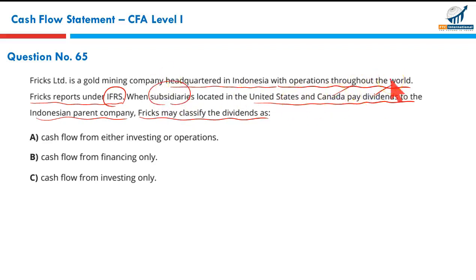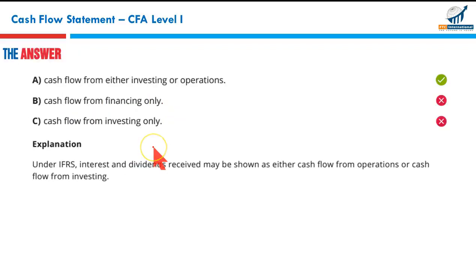How should this dividend received be treated under IFRS? IFRS is a little flexible. IFRS gives you the option either to treat it as an operating activity or investing. But under US GAAP, it is considered as a part of operations. Nonetheless, IFRS says it's A, so it's A in this case. A is the right answer.